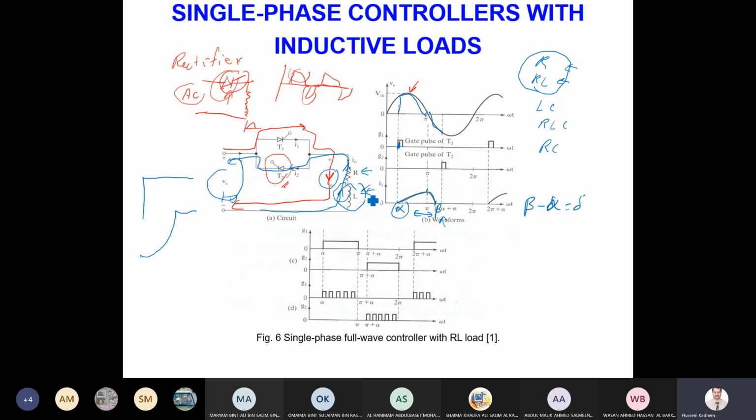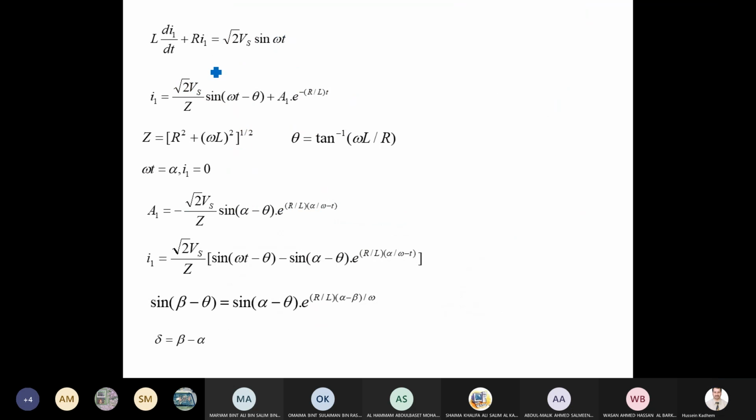Ohm says this. Kirchhoff says this. So the drop across the inductance is L dI over dt. We studied this before. Ohm says Ri is the drop across the resistance, and the sum equals the supply voltage. Now this equation, have we seen this equation before?